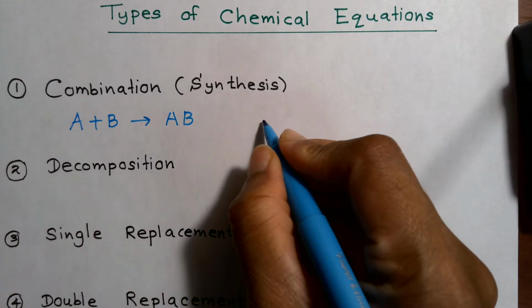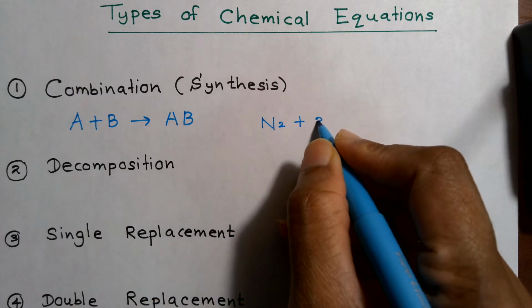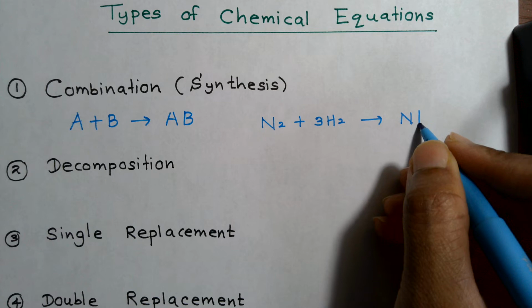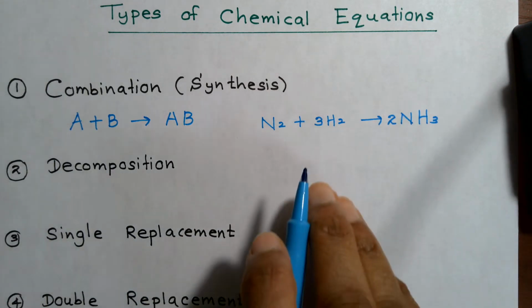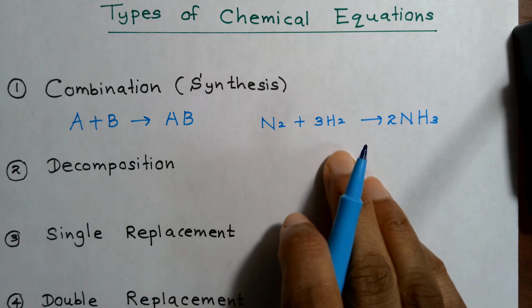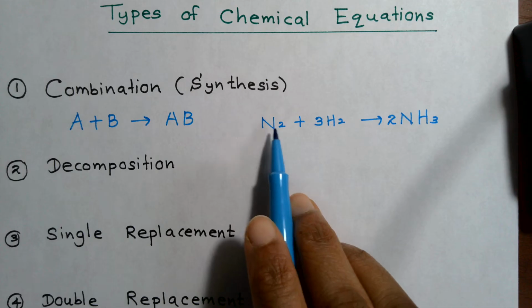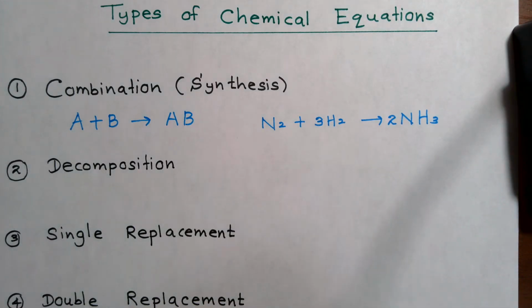Let's talk about the ammonia synthesis reaction. Nitrogen reacts with hydrogen to form ammonia molecule. So if we balance the chemical equation, nitrogen reacts with hydrogens to make ammonia. This is a synthesis reaction. Two or more reactants join together to make a single product.